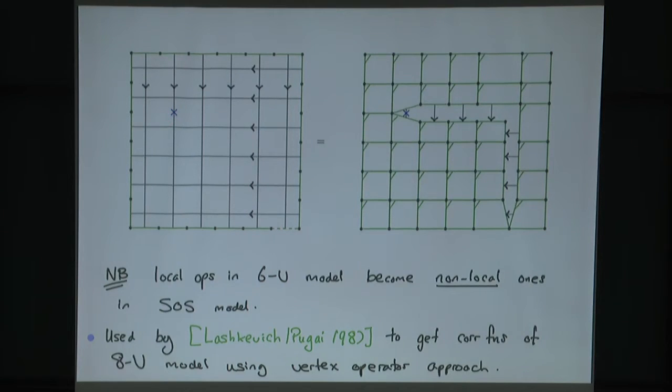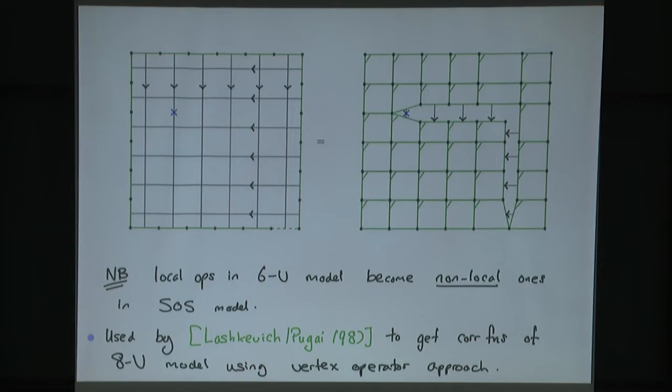So they wanted correlation functions of the 8-vertex model using the vertex operator approach of the Kyoto school. But the trouble was that there's no free field realization for the 8-vertex model, but there is one for SOS models. So they mapped 8-vertex to SOS, but at the expense that you get these strange defects occurring in the model. But they took care of that, and by doing this, they wrote down exact expressions for correlation functions of the 8-vertex model.